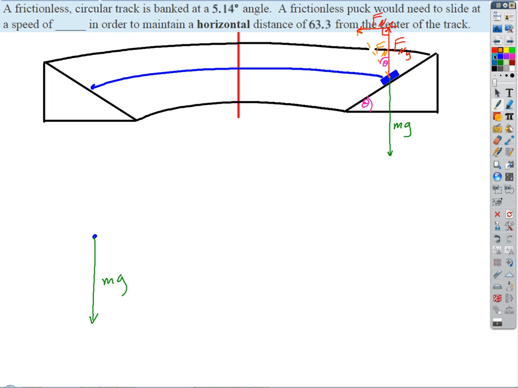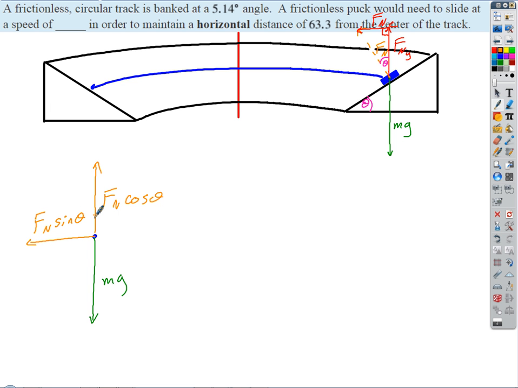So then what am I going to call this vector? It's supposed to be red, but that's going to be my y component. That's normal force times what? Cosine, isn't it? It's normal force times cosine theta. That's the vertical component, right? And then the horizontal or the centripetal component would be normal force times sine theta, right?